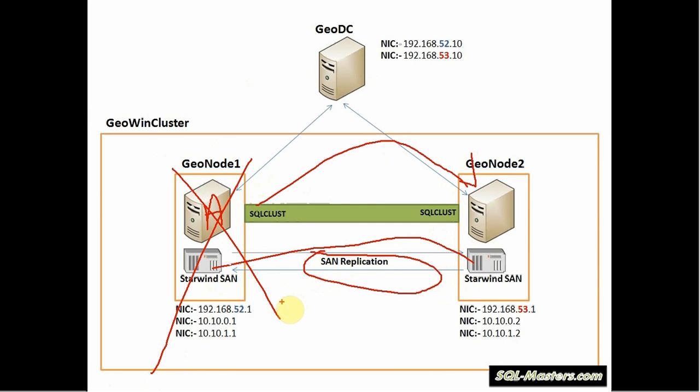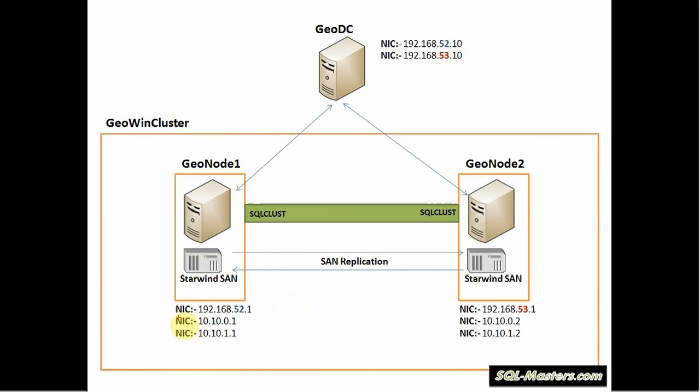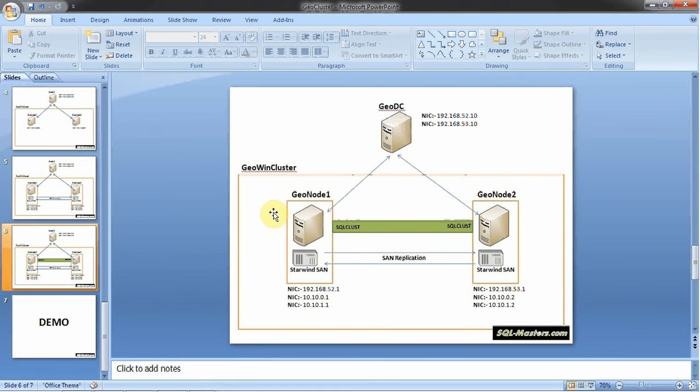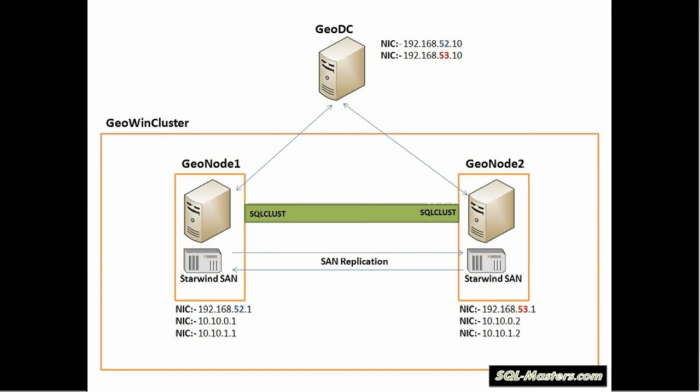Now one more thing I would like to discuss. I have these two networks for StarWin. One is for heartbeat and another one is for synchronization of data. This is the requirement for StarWin software. That's why I have added these two additional network cards. So let's go to the demos.